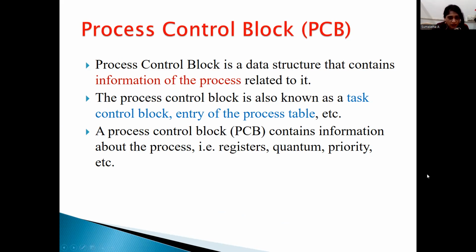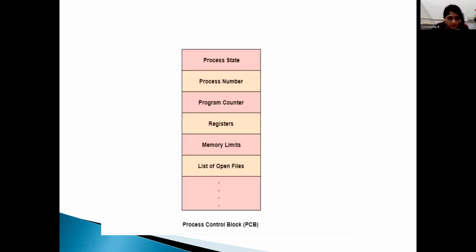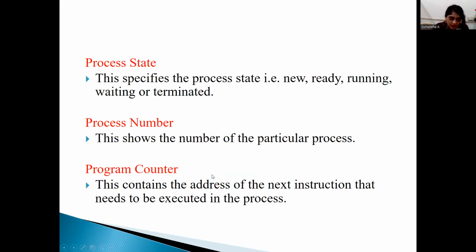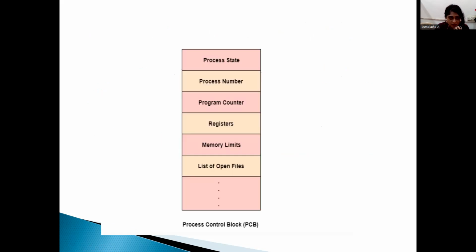So a PCB contains information about the process, that is the registers, the quantum, as well as the priority. When we see a process, it has a process state, a process number, a program counter, certain registers and the memory limits, as well as the list of open files. Whenever we say process state, it tells us in which state the process currently is, whether it's the new state, the ready state, the running state, waiting, or the terminated state.